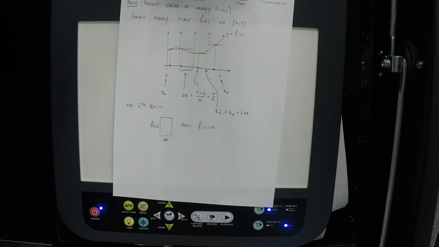But area, that's how we were construing integral when we were doing it abstractly. This is a money problem somehow. This is dealing with money flows and time and things like this. What kind of thing does this rectangle represent?